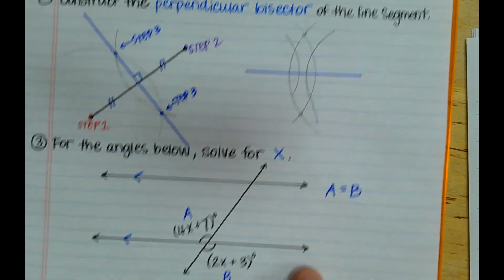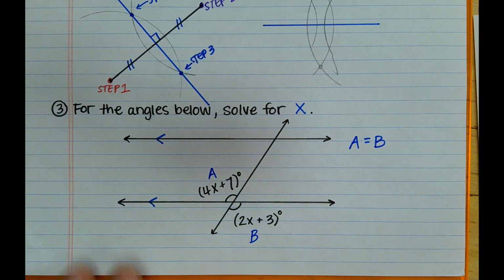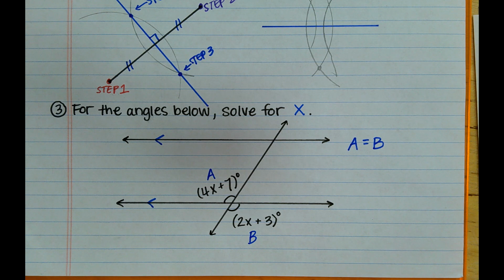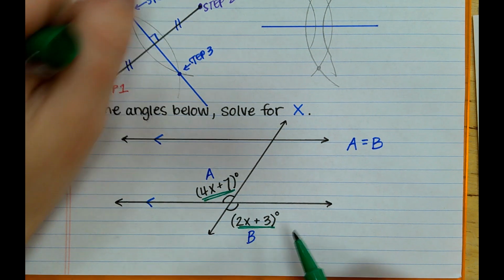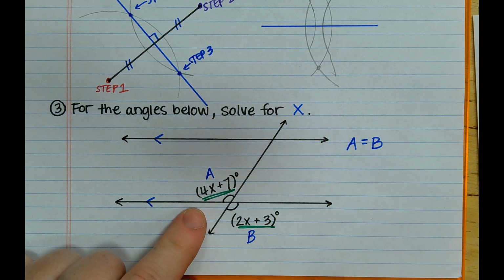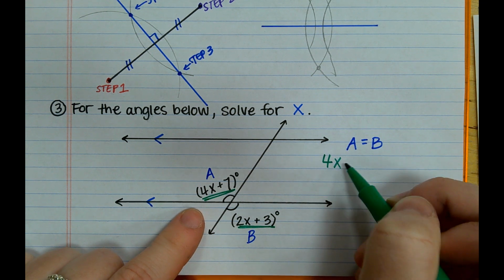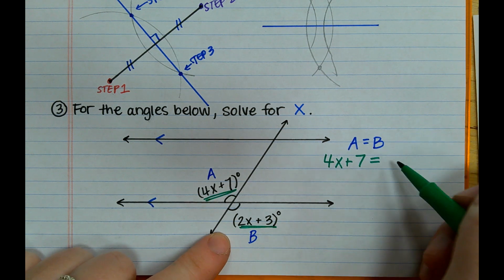But I'm not trying to find A or B. I'm trying to find X. So what could I replace A and B with to start the process of solving for X? 4x plus 7 equals 2x plus 3. Yes, that is perfect, Ella. So all I'm going to do is take these values they gave me and write the same kind of format here to set up my equation. I've got 4x plus 7, and that's equal to 2x plus 3.